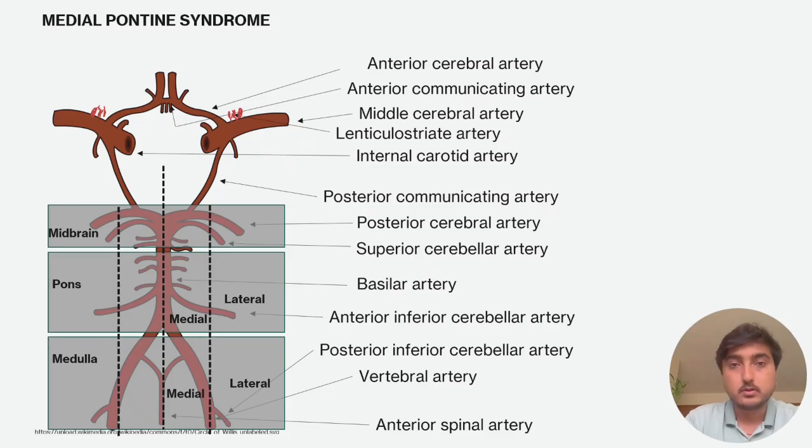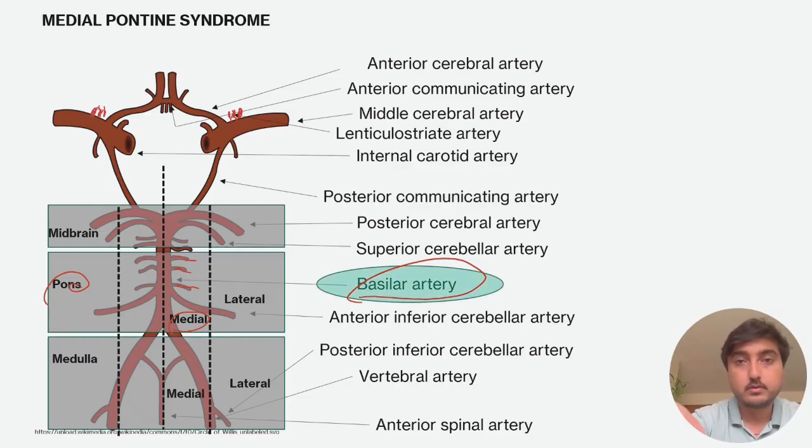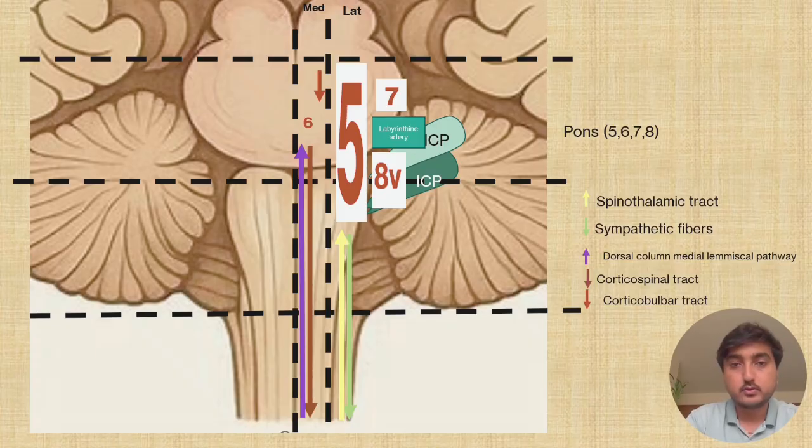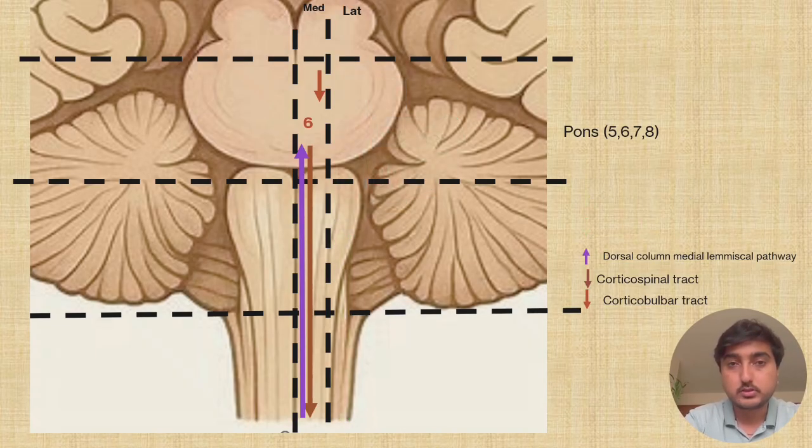Now let's talk about the medial Pontine syndrome. In medial Pontine syndrome, we have the involvement of the basilar artery. To be specific, the paramedian branches of the basilar artery are involved. So what are the structures that are involved? We remove the structures from the lateral part, so we are left with the 6th cranial nerve.